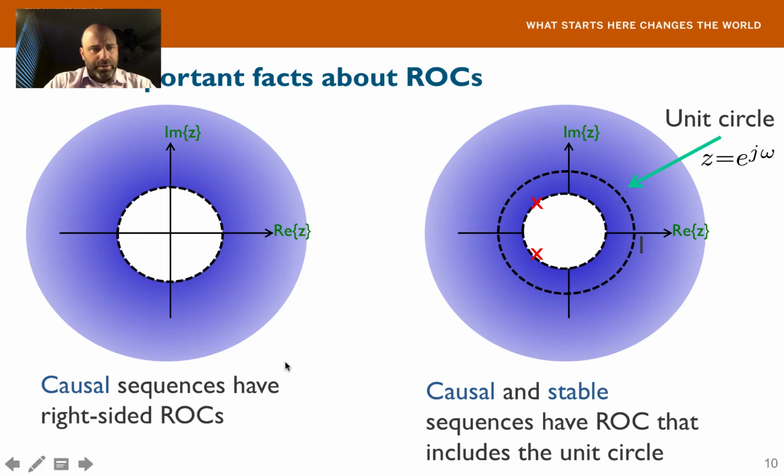And so these are two important facts. First of all, if a sequence is causal, it has what we call a right-sided region of convergence. Really, we mean outward. So it's a hole, or the entire plane. And a causal and stable sequence has a region of convergence that includes the unit circle. The unit circle is the place where z is equal to e to the j omega, and that's also the place where the DTFT exists.